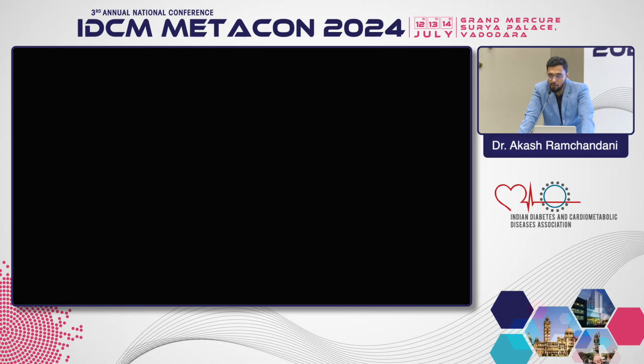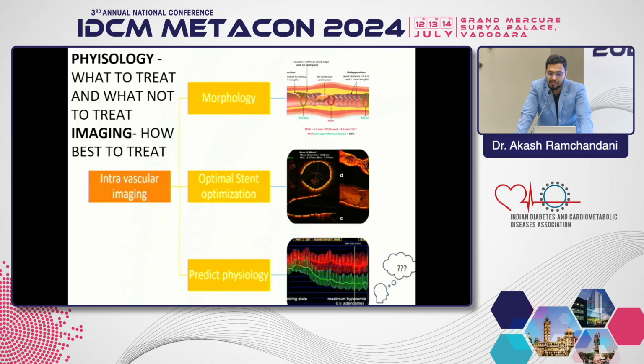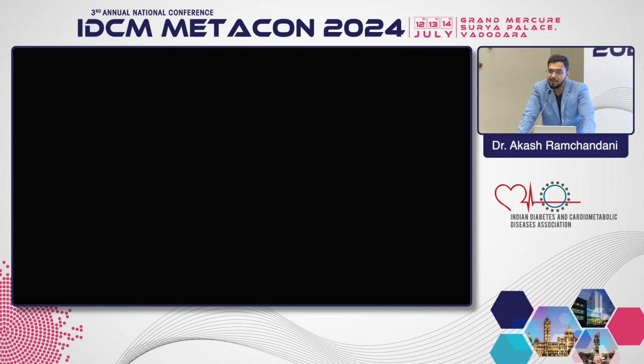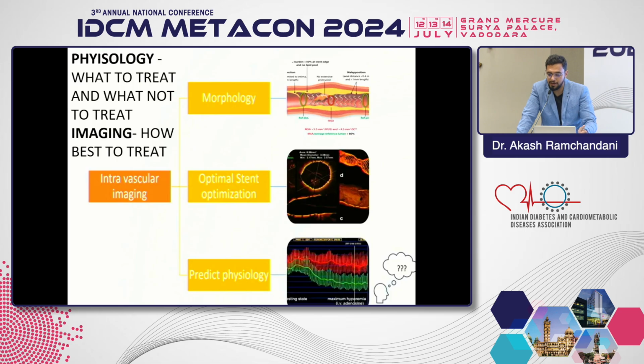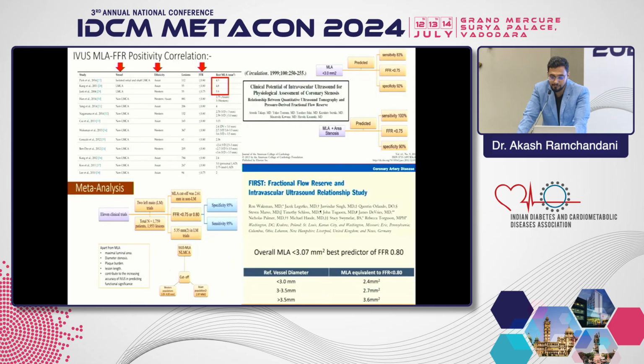So this is a very important line: physiology tells us what to treat and what not to treat, but imaging helps us how best to treat. So they assess the morphology of the lesion, optimal stent optimization, and whether they are going to predict the physiology or not. That I will discuss in the next few slides.